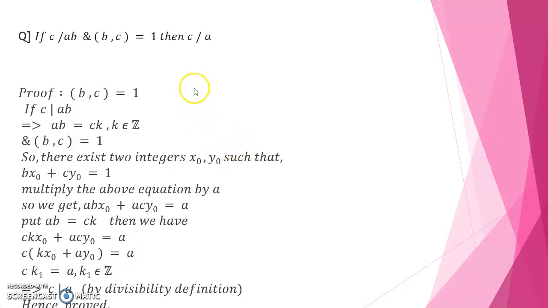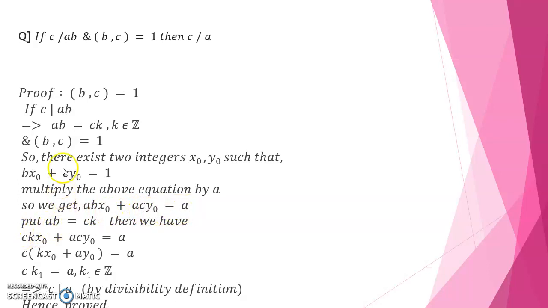Another very important example which I have taken is, if C divides AB and GCD of B and C equal to 1, then we need to prove that C divides A. The proof: if C divides AB, applying the definition of divisibility, we have AB equal to CK, where K belongs to Z. And given GCD of B and C equal to 1, there exist integers x0 and y0 such that Bx0 plus Cy0 equal to 1. Multiplying this equation by A, we get ABx0 plus ACy0 equal to A.